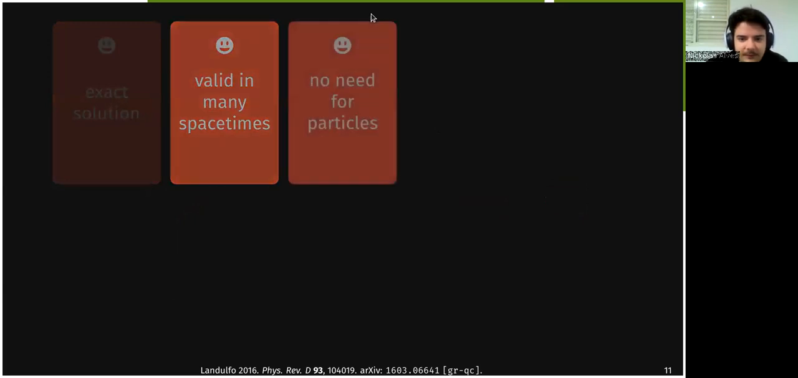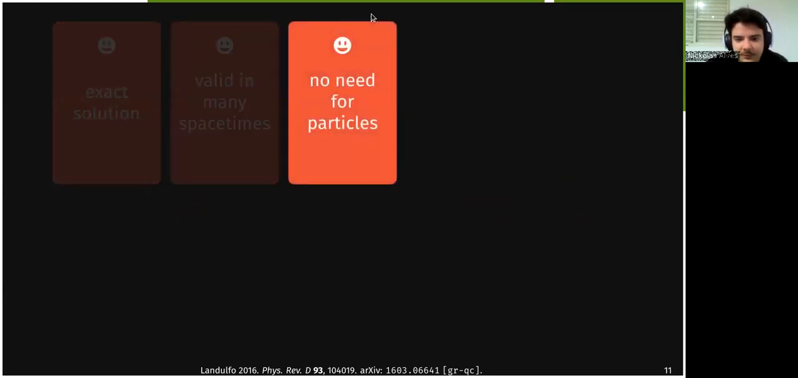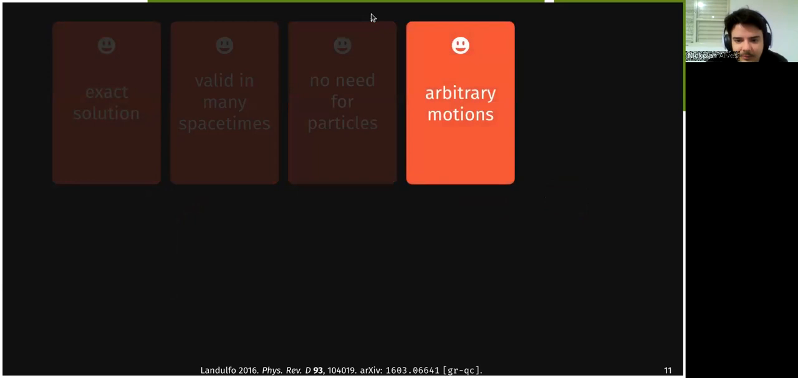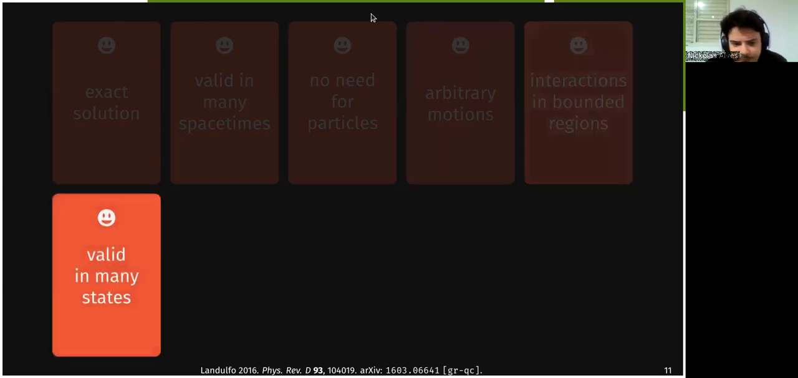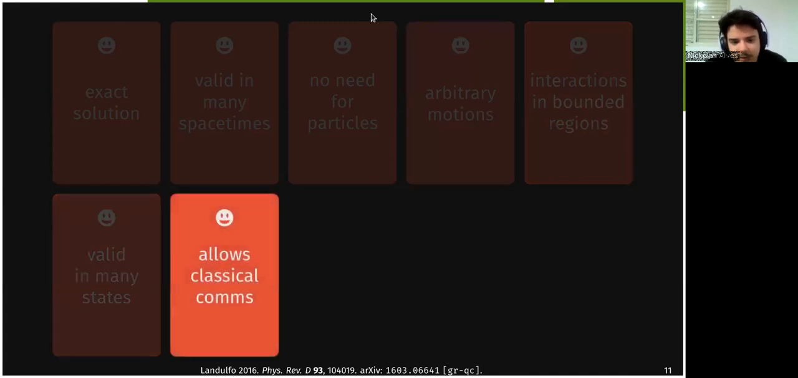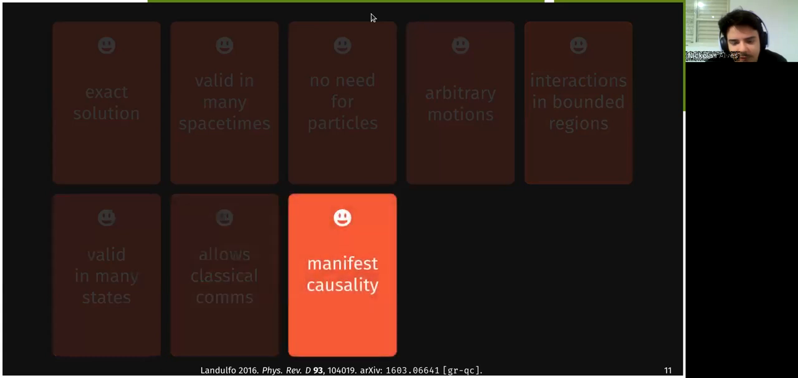It is valid in many spacetimes. There is no need for a notion of particles, so we do not need to choose a representation of the algebra of the field. The observers can be in arbitrary motions and they need not be inertial or accelerated at a constant rate. Interactions happen only in bounded regions of spacetime, which is just as happens in reality. We do not interact eternally, and we do not interact on an unbounded space-like region. We interact only on Earth. This is valid in many states, namely in any Gaussian state. It allows classical communications, and it is manifestly causal.